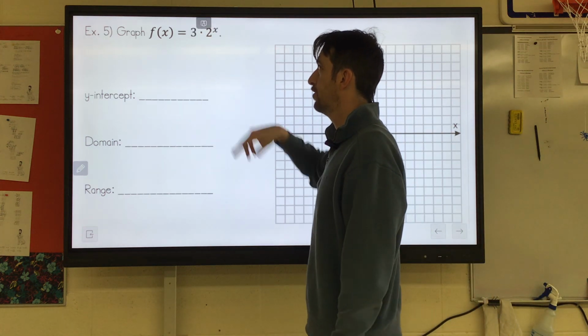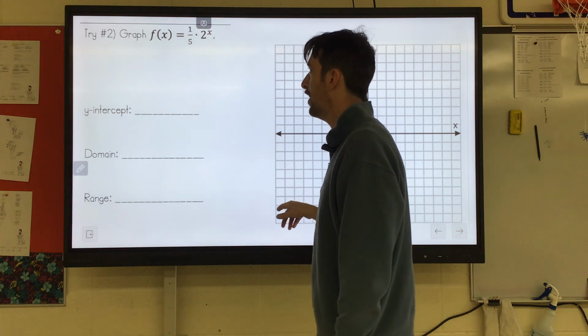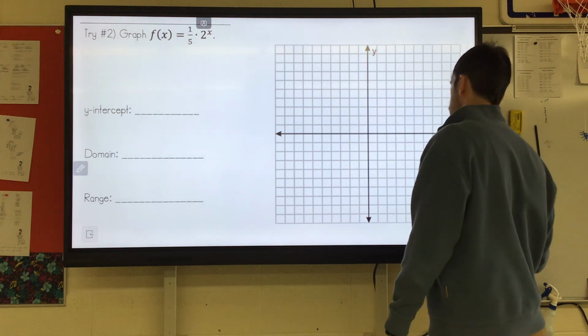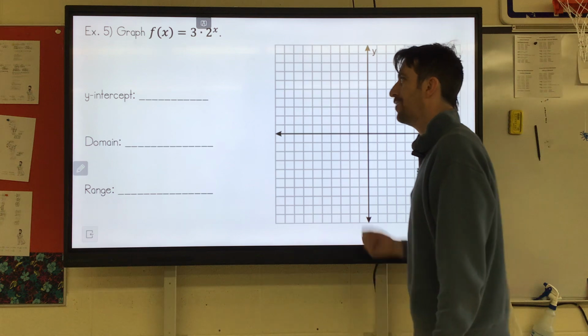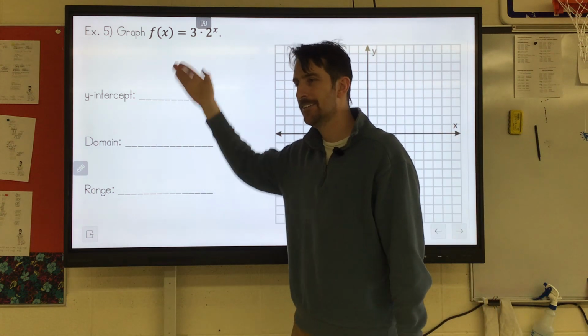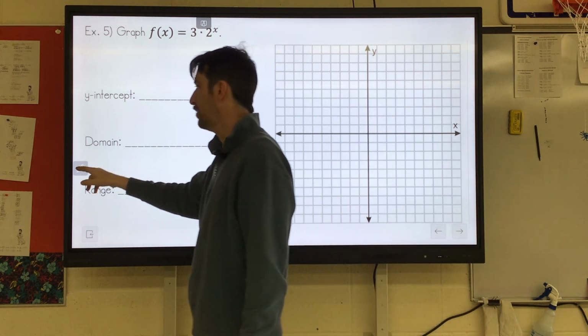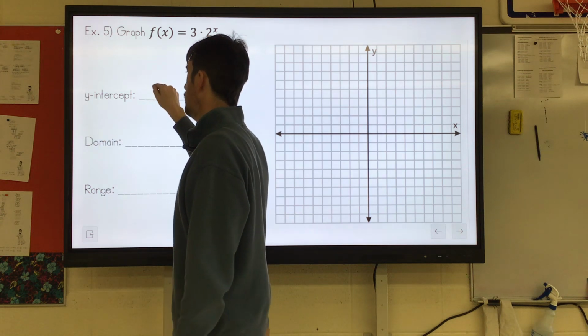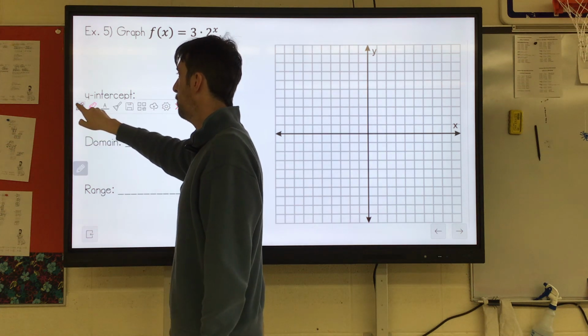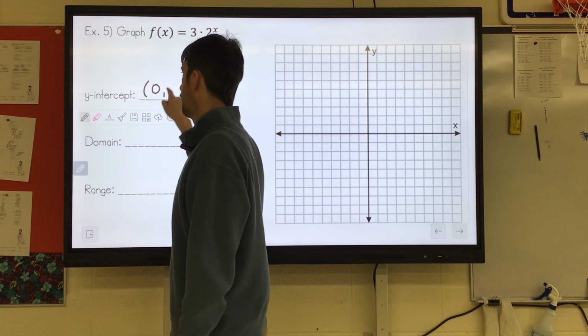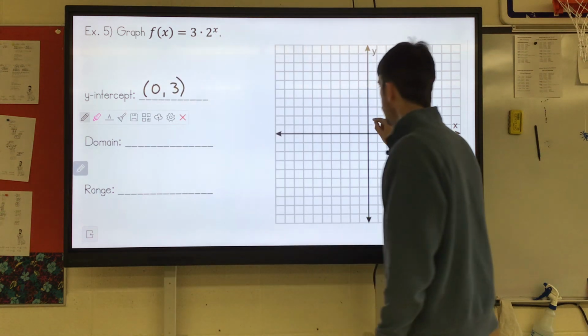What else do we have? Ooh, example 5 and then a u-try problem? Sweet. Example 5, the number in front. In this case, the 3. That's our y-intercept. So our y-intercept is 0, 3. You could go ahead and plot that. 1, 2, 3.